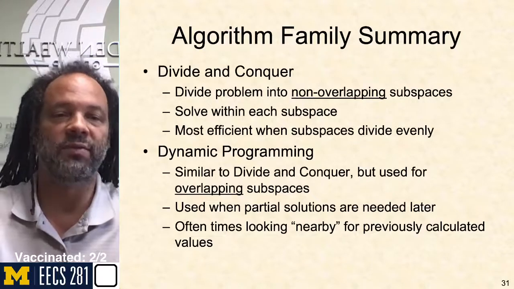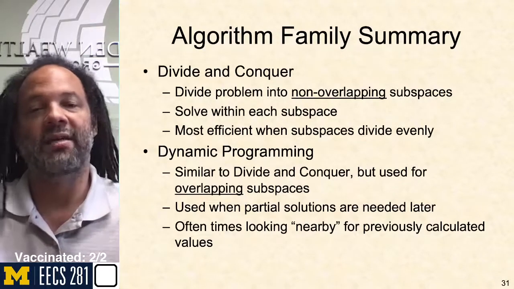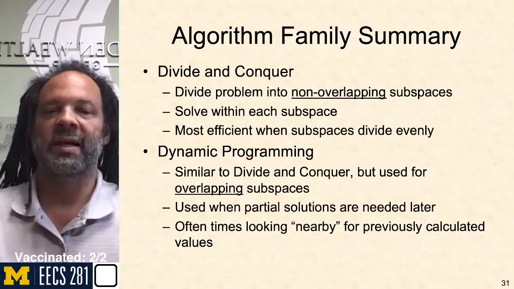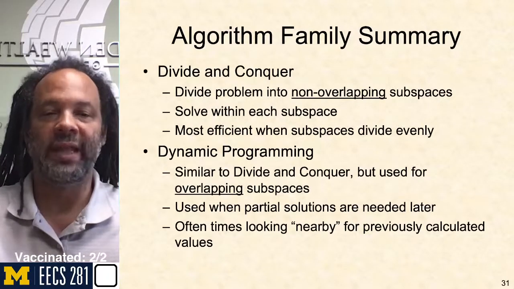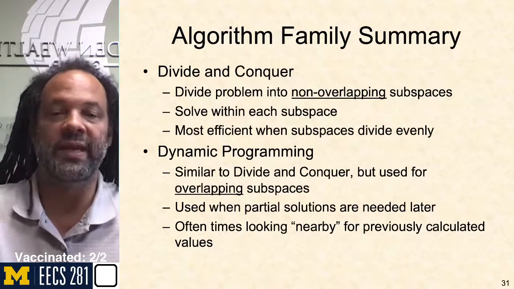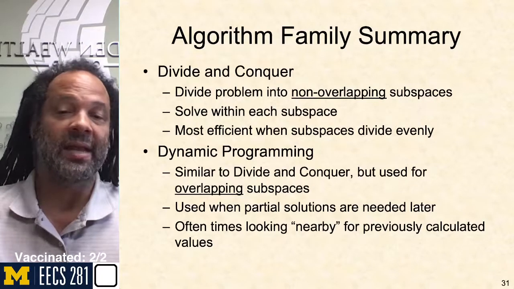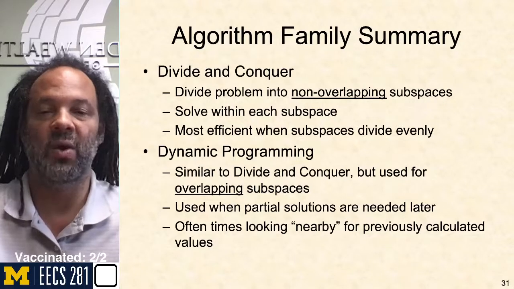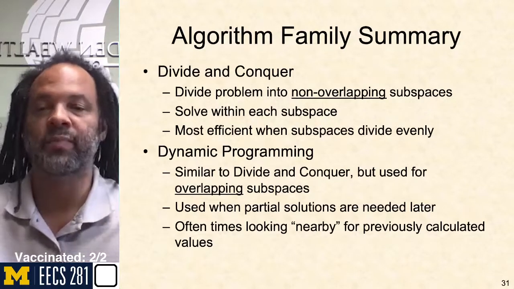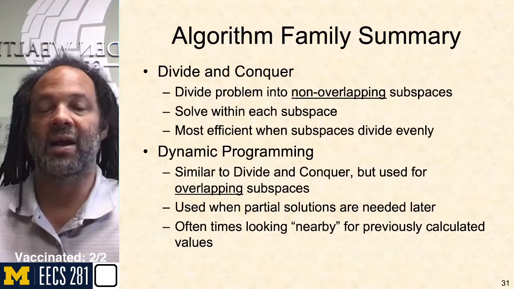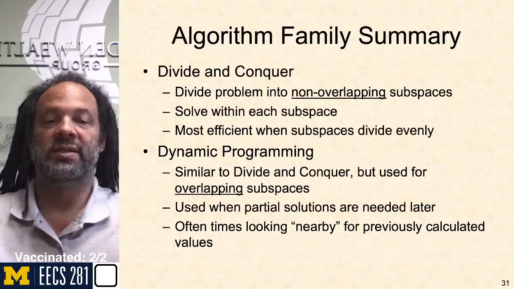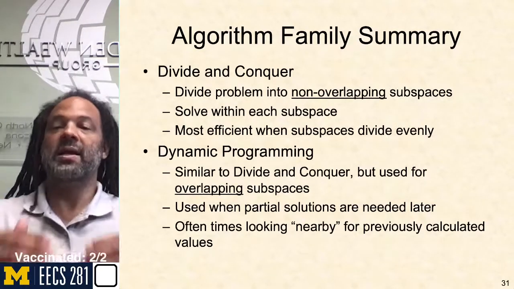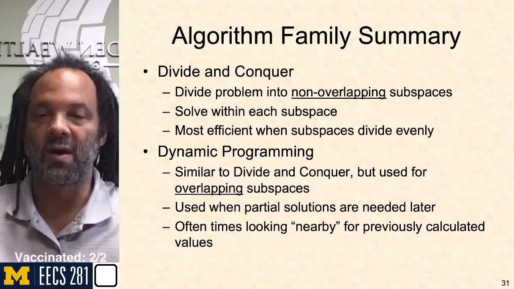Here's my summary of these two families. I say the divide and conquer divides a problem into non-overlapping subspaces. My subproblems are unrelated. Then we solve within each subspace, and I either combine or maybe I can just take the value from the best of those depending on the algorithm in question. But we say that our divide and conquer algorithms are most efficient when my subspaces divide evenly. Why is that? Because it minimizes the number of calls that I have.